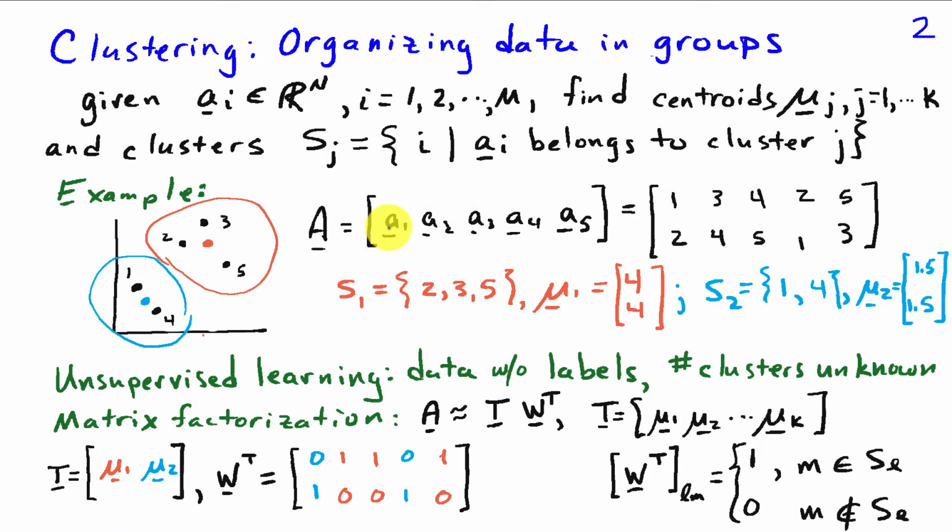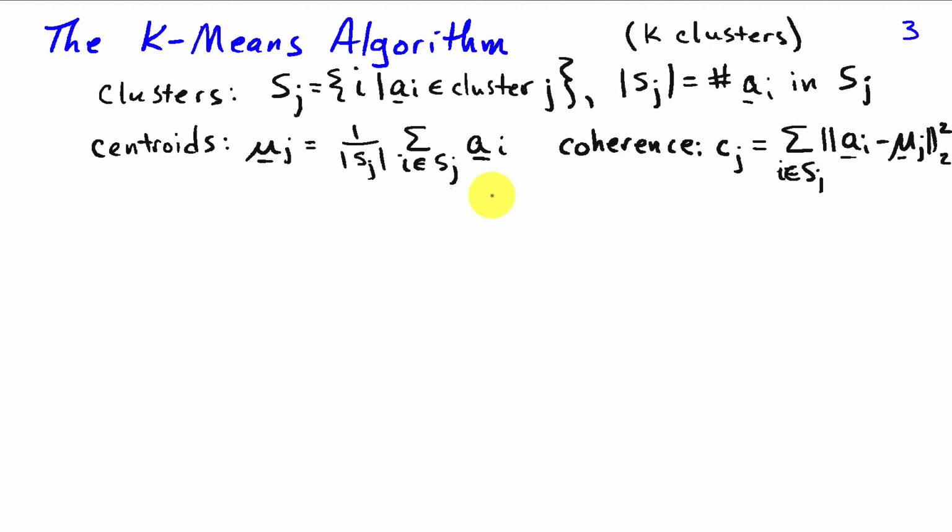So for example, the first column of A is associated with mu2, so if I put 0 and 1, then when I multiply T into the first column of W transpose, I pick out mu2. So a1 would be approximated by mu2. The second column, a2, is going to be approximated by the product of T and 1, 0, which would pick out mu1. Similarly, the third column is also going to be approximated by mu1, the fourth column by mu2, and the fifth column by mu1.